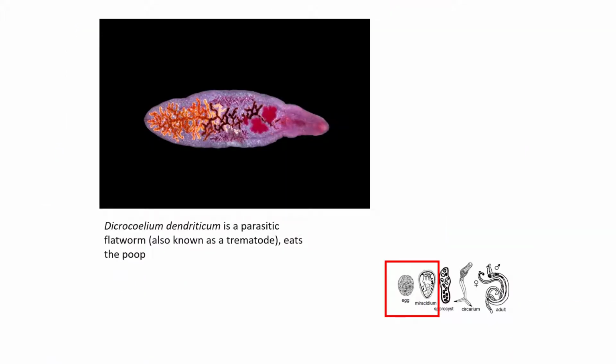Here we have a little tiny worm. We've learned about 3 worm kingdoms: flatworms, platyhelminthes, roundworms, nematodes, and segmented worms, the annelids. This is a parasitic flatworm, Dicrocoelium dendriticum. It grows about 10 millimeters by 2.5 millimeters, which tells you it is super, super tiny, right? We call these trematodes. That's a common name.